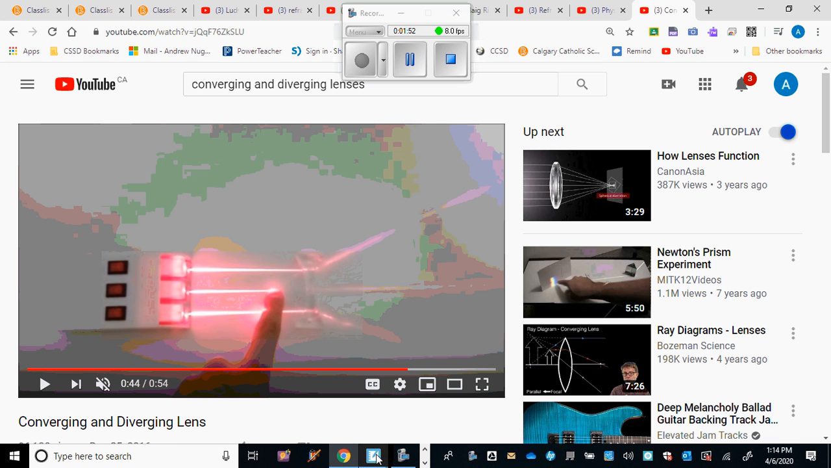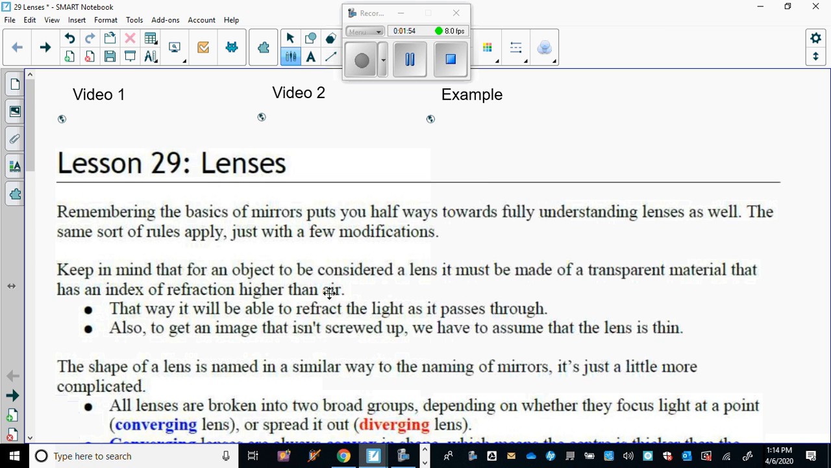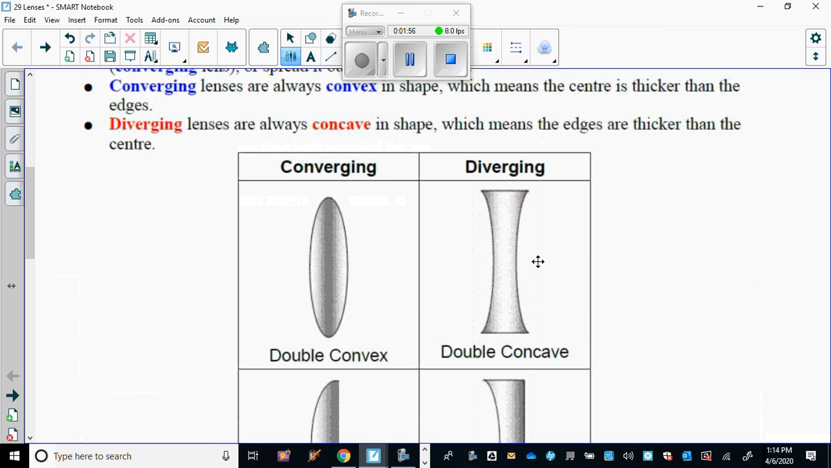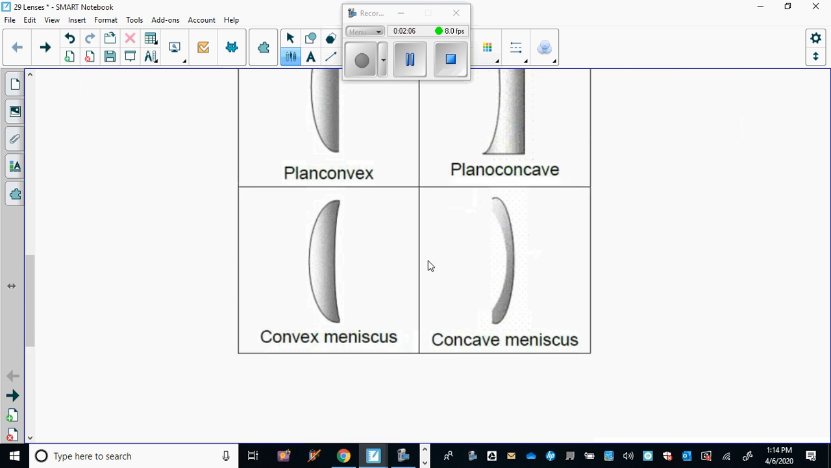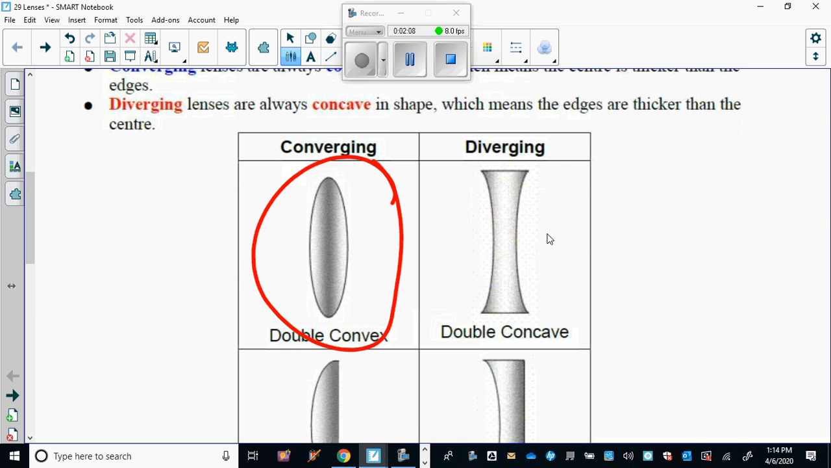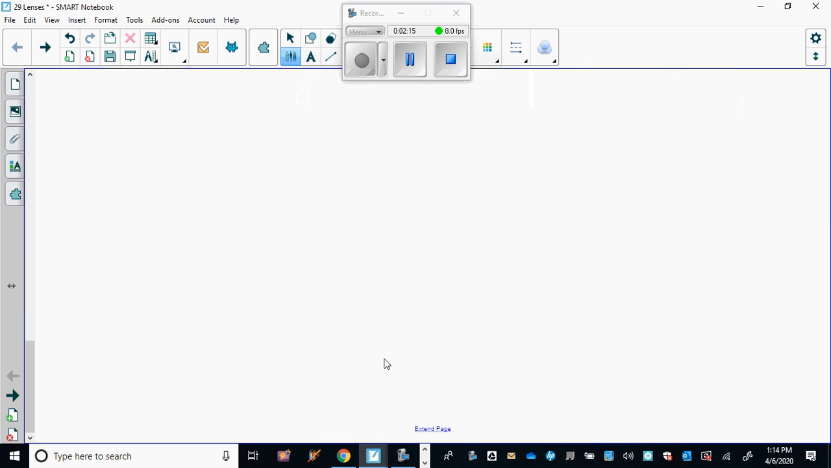So let's go to our notes on lenses. The first thing you can do is kind of ignore most of this. What you need to know is this: a double convex right here is a converging lens, and then the other one that we commonly do is this one here, a double concave, and that's a diverging lens. Okay, but let's just do some examples here before we even go on to the notes. Same as mirrors.